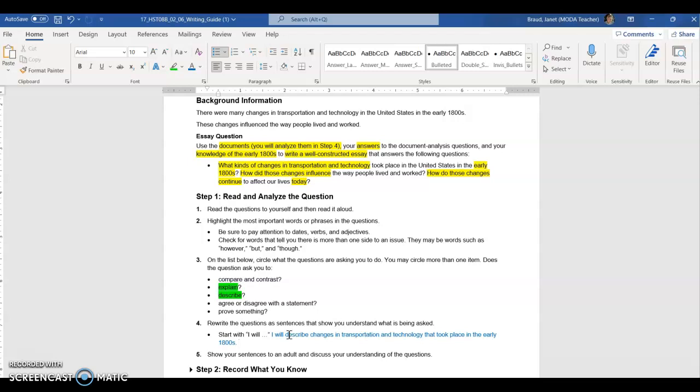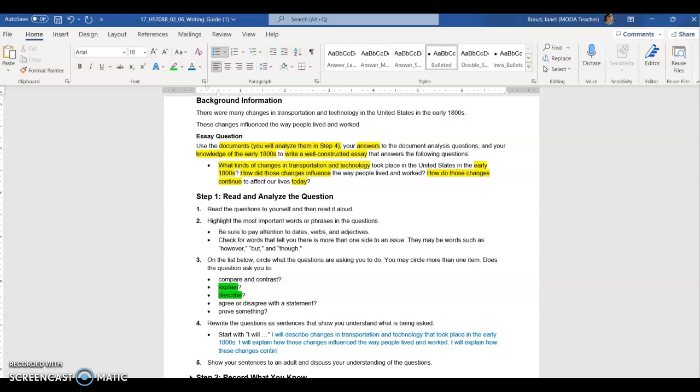Let's do the next part. How did those changes influence the way people lived and worked? I will explain how those changes influenced the way people lived and worked. And then the last I will statement for how do those changes continue to affect our lives today. I will explain how these changes continue to affect our lives today.